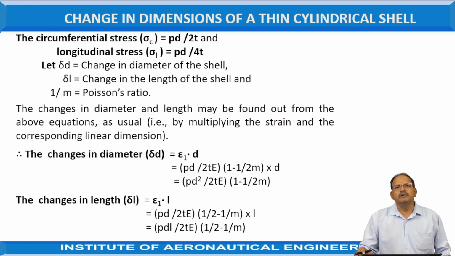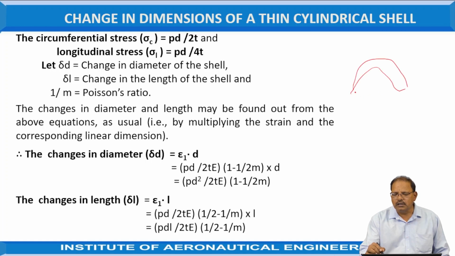According to the previous relations, the circumferential stress is given by sigma C equal to PD by 2T. It is acting perpendicular to the diameter, along the length direction. If you take the pipe and split it into halves like this, these are the directions we have to take. But it is acting perpendicular to these directions.